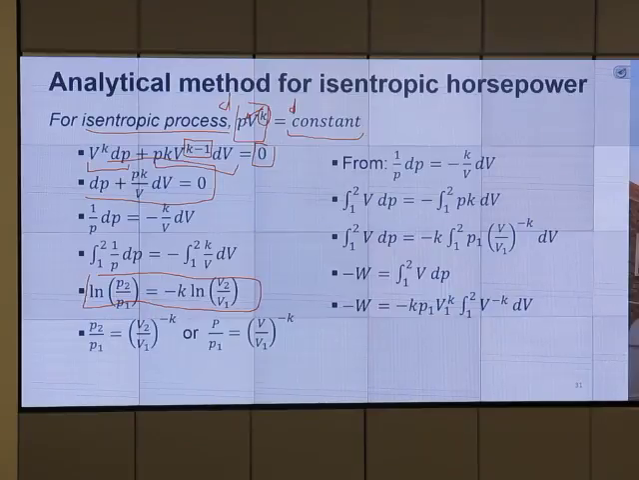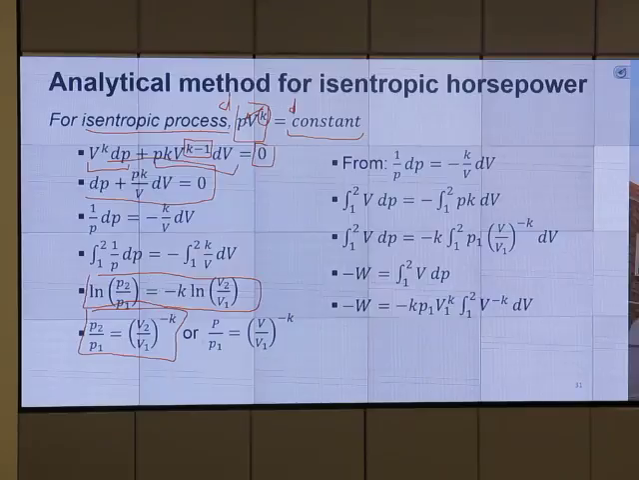So P1 should be stage 1, which is low pressure, and P2 is stage 2, which is more pressure. You get this equation after you integrate it and rearrange it. P2 over P1, the ratio of pressure, equals the ratio of volume raised to the power of minus K, and K is Cp over Cv. We assume an isentropic process, so PV to the power of K equals a constant.